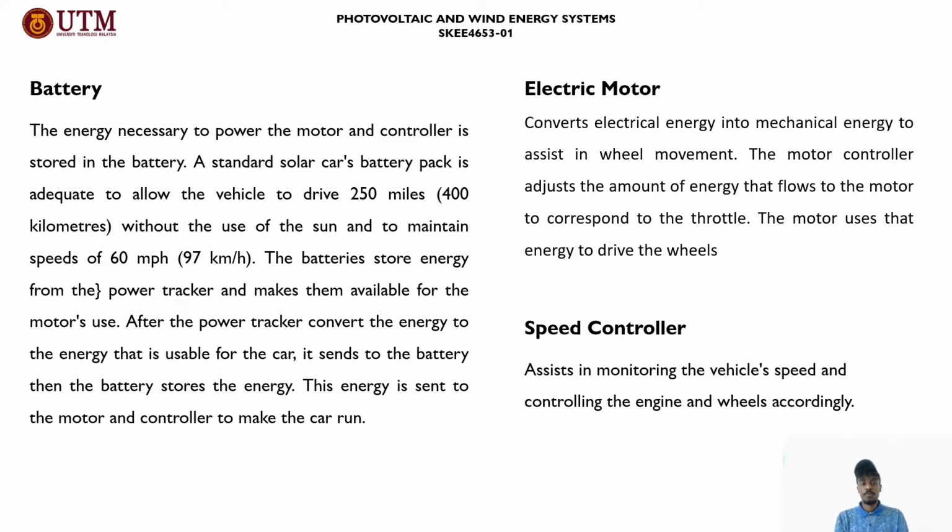And the batteries store energy from the power tracker and make it available for the motor use. After the tracker converts the energy to energy that is usable for the car, it sends it to the battery, and then the battery stores the energy. And the energy is sent to the motor and controller to make the car run. The electric motor is another component in the car, and it converts the electrical energy into mechanical energy by moving the wheels in the car. And the motor controller adjusts the amount of energy that flows to the motor according to the throttle. And the motor uses that energy to drive the wheels. And lastly, we have the speed controller. The speed controller assists in monitoring the vehicle's speed and controlling the engine and wheels accordingly.